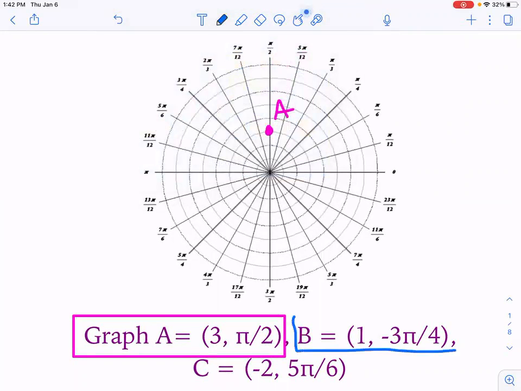Now, if we were going to graph B, 1 comma negative 3 pi over 4, we're going to have to rotate in the negative direction and then move out 1. So I'm going to rotate this direction. Here's negative 3 pi over 4, right? And we're going to move out 1 circle for that coordinate.